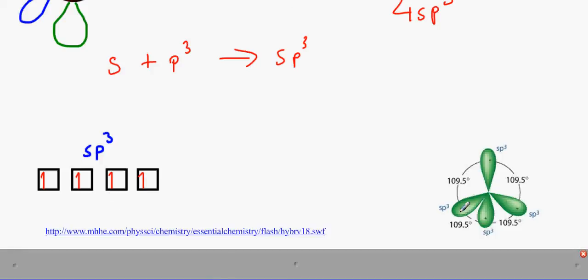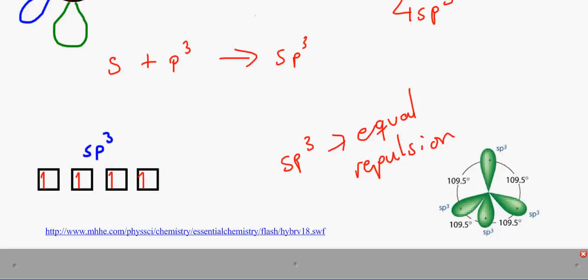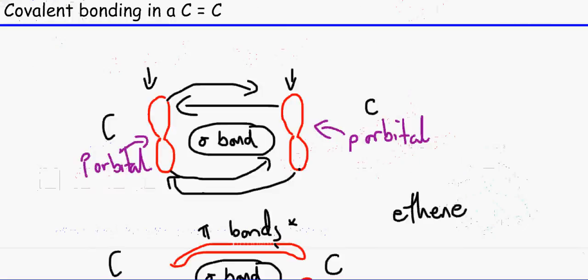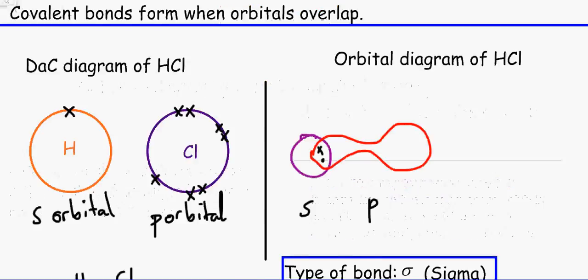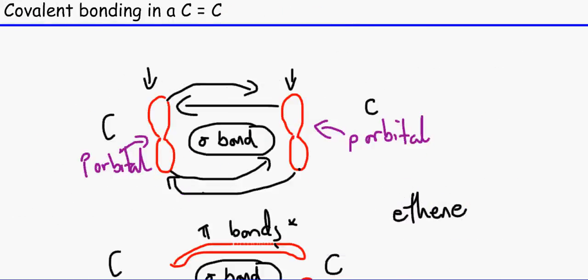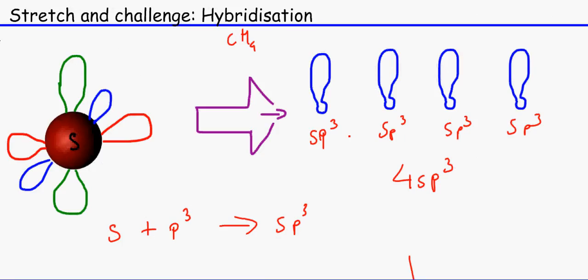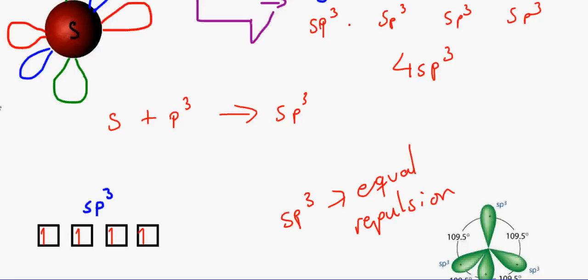So that's why, when I said over here, where is it? I can't remember where I said it, but I said that the p orbitals overlap. Let's not even get to that just yet. We've got sp3 and they've got equal repulsion, which leads to a tetrahedral structure and has a bond angle of 109.5. Sounds like a radio station, but there you go.